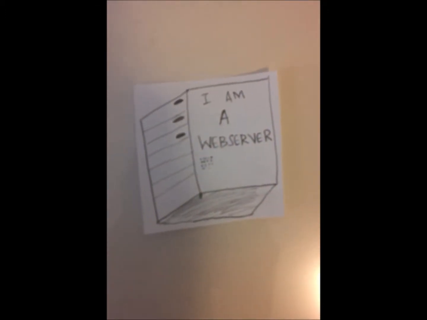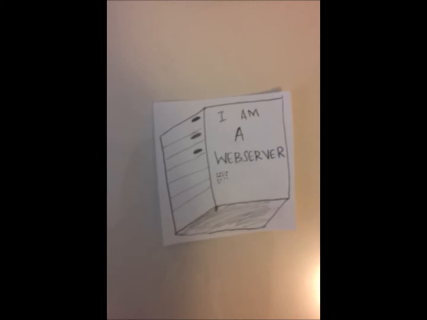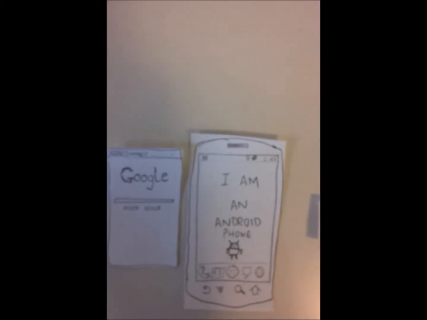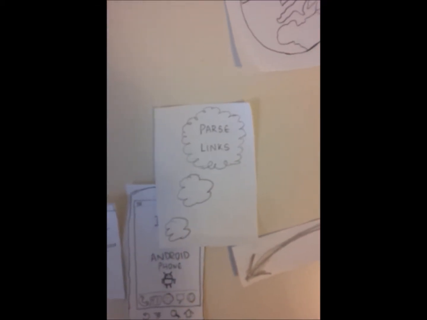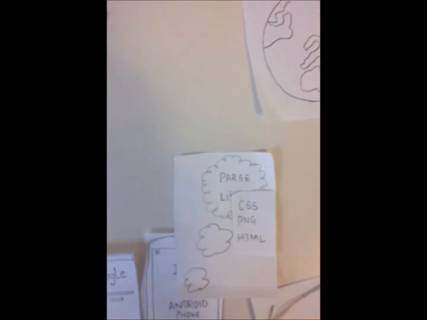Once the web server gets back the HTML, it runs its color transformation algorithm and sends back the color transformed HTML here. But apart from this, we have something missing here. What is that? We also need the parsed links, which would also mean the CSS files, the images, and the HTML codes.